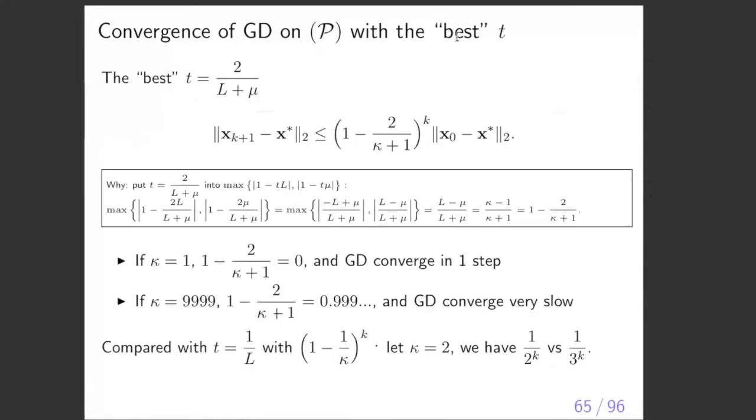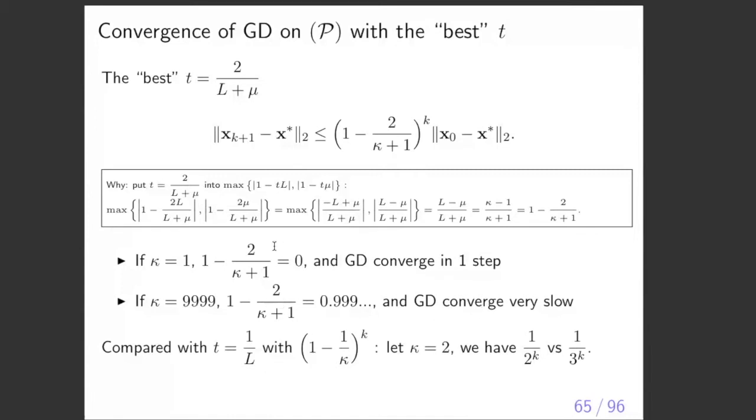What about the step size T, that is 2 over L plus mu? You have this thing. Basically I do it here, you read it later. Now here's the thing. If kappa is 1, that means the level set is circular. Then this is 2 over 1 plus 1. This is 1. 1 minus 1 is 0. So again, gradient descent converges in one step. Again, if kappa is large, then same thing, it converges very slowly.